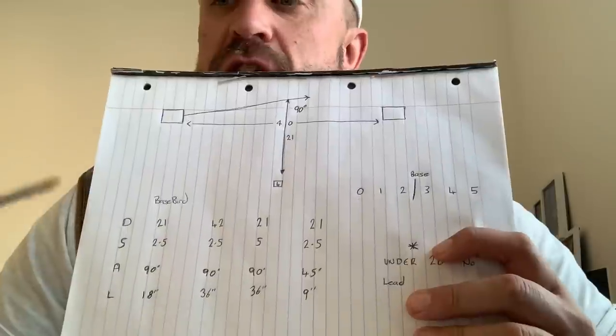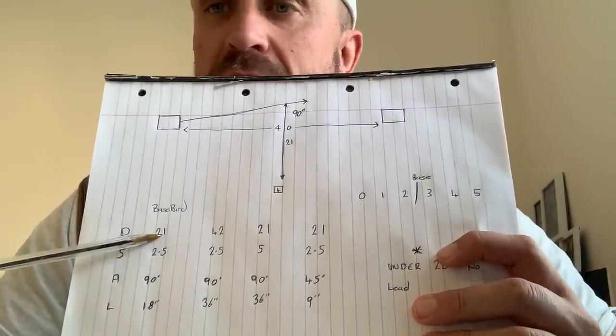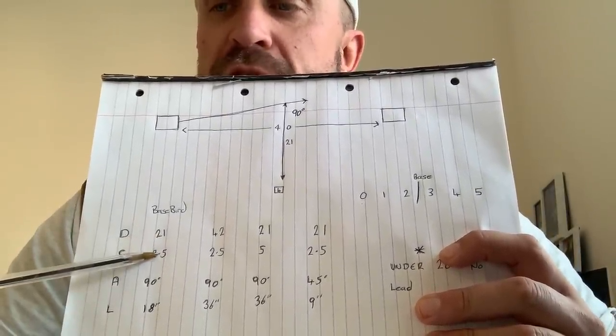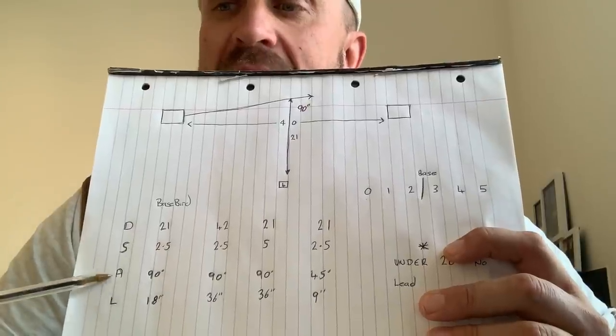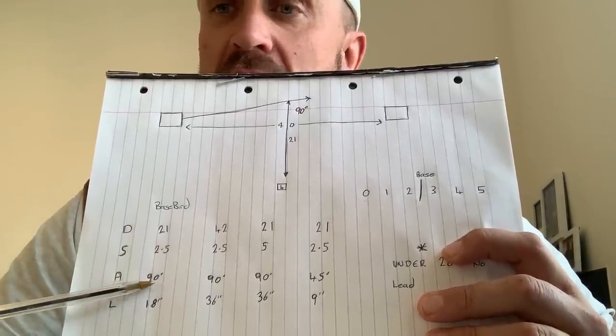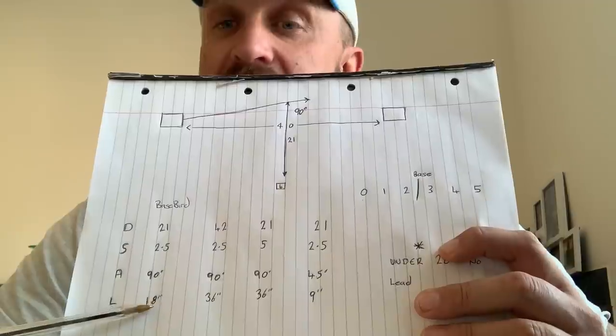We know the distance of my base bird is 21 yards. We know it's a speed 2.5. We know the angle is 90 degrees and I know my lead is 18 inches, okay? That gives me everything that I need to know. So, as I run you through some other scenarios, these are what you can work on at home and try and get to grips with.